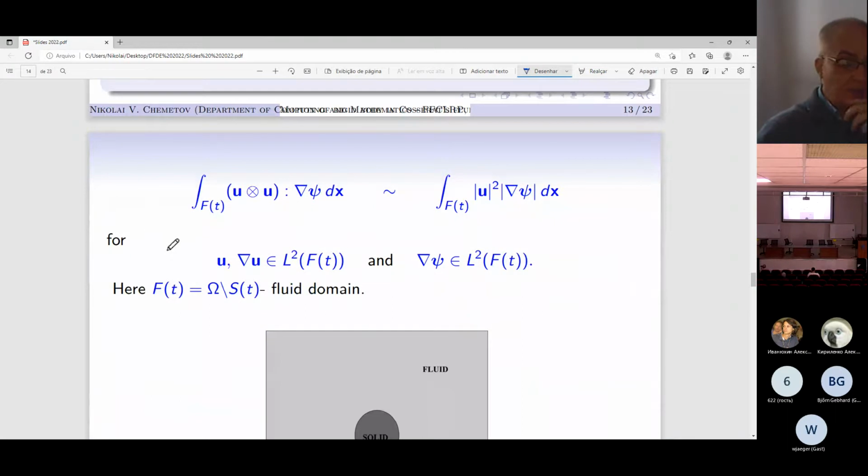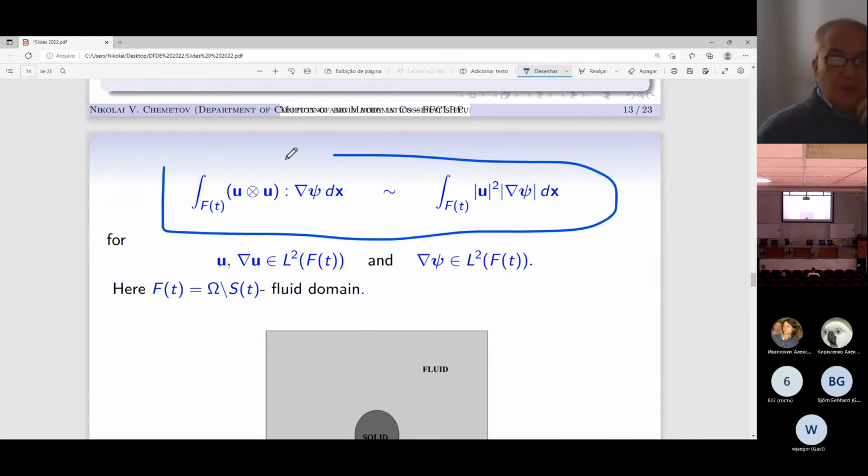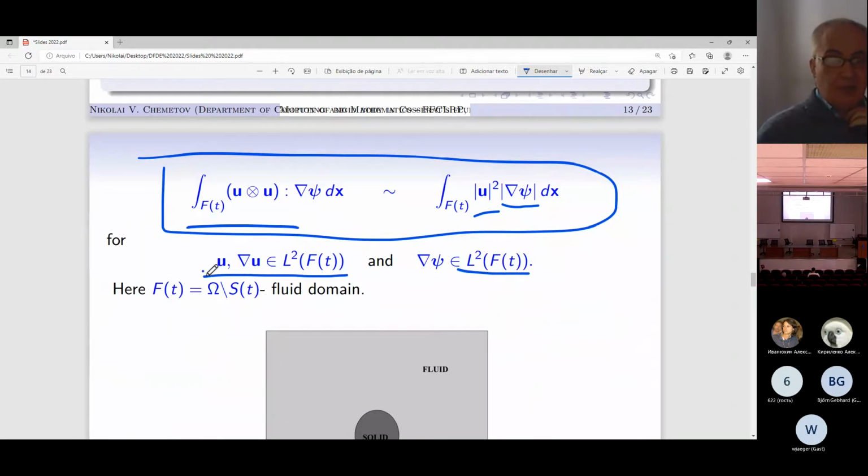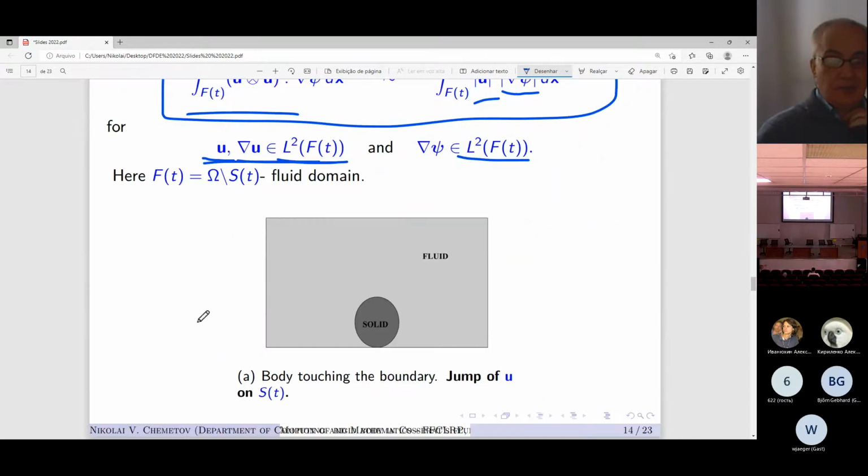The first one is related to the convective term. As you can see, the convective term is similar to the square of the velocity multiplied by the gradient of the test function. And in fact, because the gradient of the test function has to have a similar relation to that for the velocity of our solution, it has to be just in the L2 space. And from the energy estimate at maximum, we can obtain just integrability of the velocity with the power 2 and the gradient of the velocity also with the power 2.